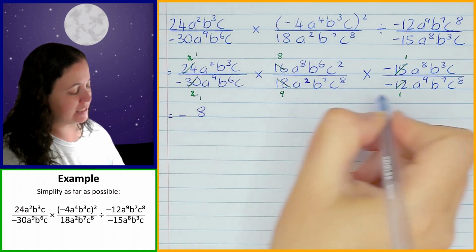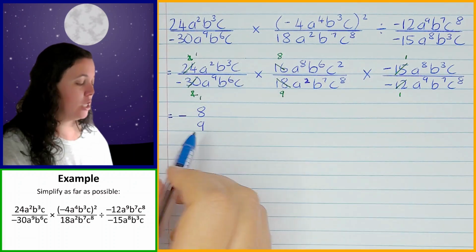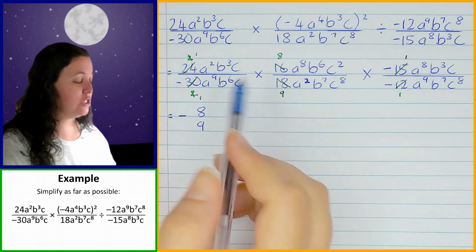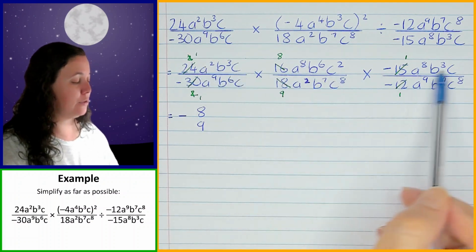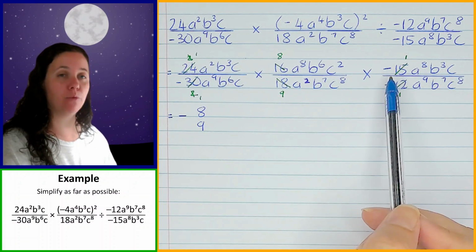And 1 times 9 times 1 in the denominator gives me 9. So now I've simplified my coefficients. Now I'm going to multiply everything else that I've got in my numerators together.